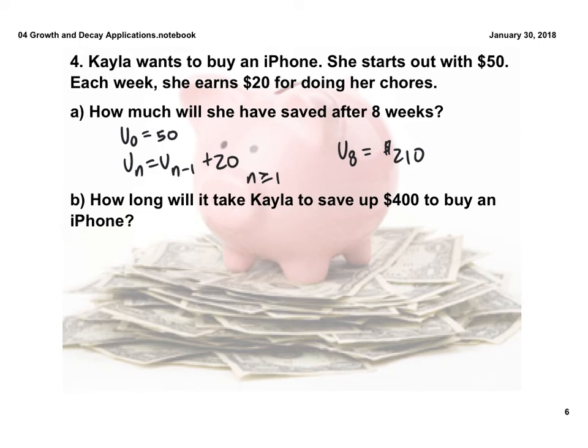How long will it take Kayla to save up $400 to buy an iPhone? I think that price is probably a little under what it is now. But anyway, if we go to our table, we're going to simply take a look at when we reach $400. And at week 17, we're not quite there. Week 17 is going to be $390. So week 18 is when we finally exceed $400. So how long will it take? It will take 18 weeks.